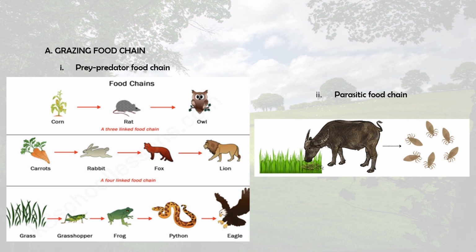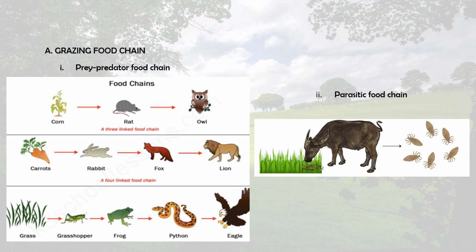Here are some examples of the prey-predator food chain. It shows from the title only that here one animal is captured by another animal. And this food chain is very common in nature, and it's seen in every type of ecosystem. And this type of food chain is directly dependent on the solar radiation, on the sun actually.